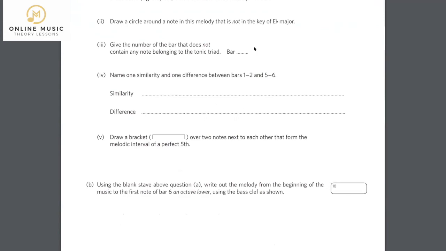I'm going to clear my drawings. Using the blank stave above question A, write out the melody from the beginning of the music to the first note of bar 6, an octave lower, and using the bass clef as shown. Alright, so you got to draw it an octave lower. Let's just highlight these things here. So an octave lower to the first note of bar 6, and from the beginning.